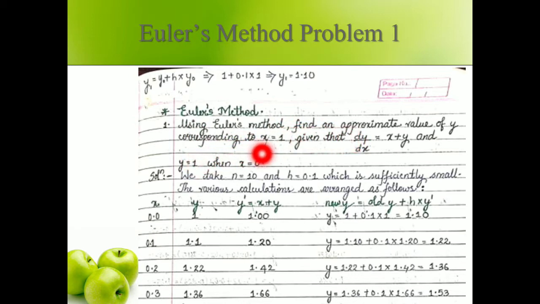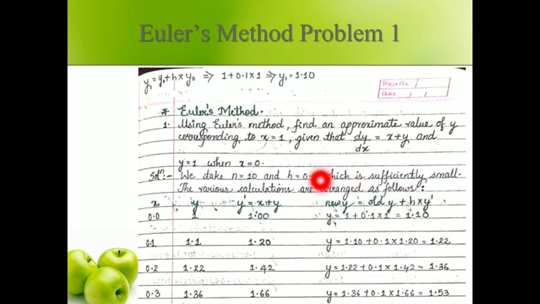y corresponding to x equal to 1, given that dy by dx equal to x plus y, and initial values y naught is equal to 1 when x naught is equal to 0. So given y dash value is x plus y, and x naught is 0, y naught is 1. So we can take n equal to 10 and h equal to 0.1, which is sufficiently small. The value calculations are arranged as follows.